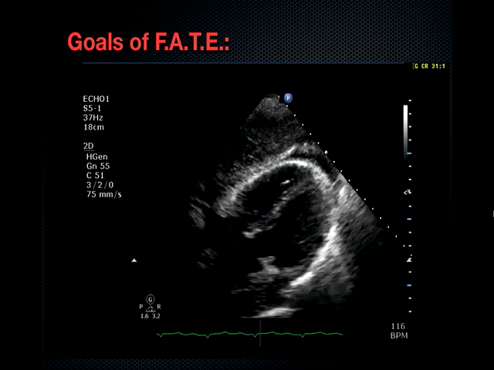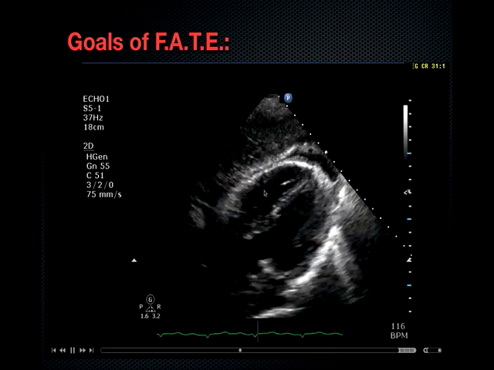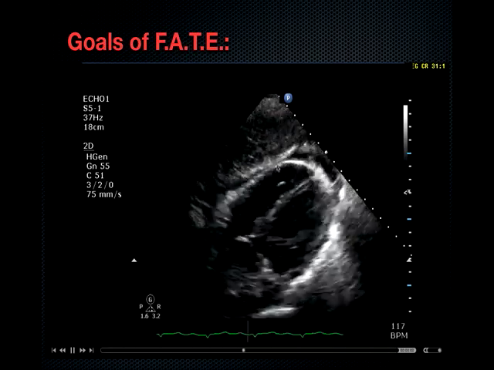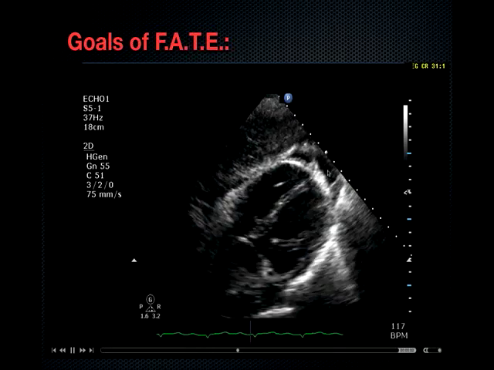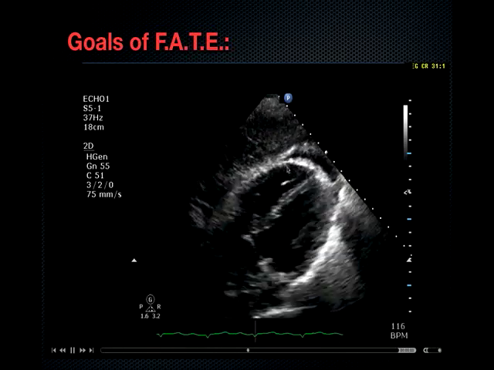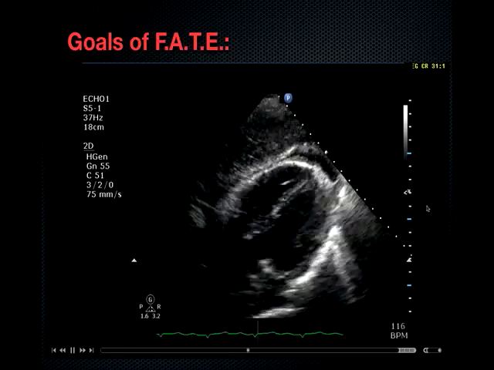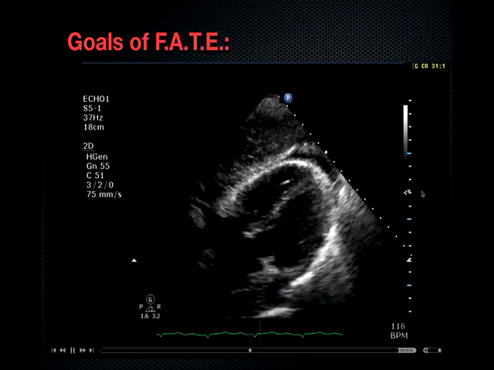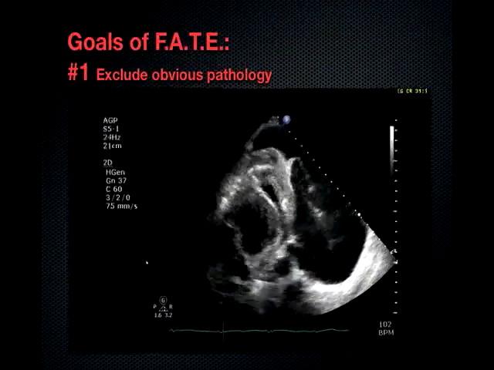This is a subcostal view again, liver. We have the bright white layers of the pericardium separated by black fluid, and we have the right ventricle collapsing in diastole, and these are all signs of tamponade. So in the right clinical context, if you have a hypotensive patient and you find this, then that's very, very helpful.